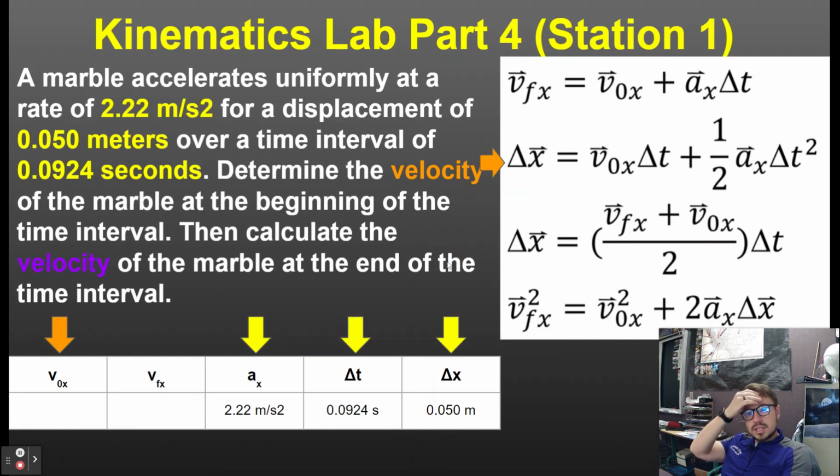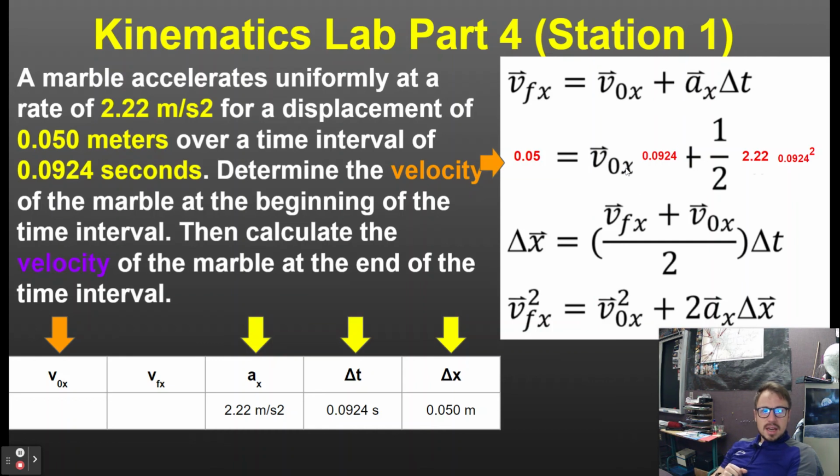So I'm looking for the equation that has these four variables, or the one that doesn't have the final velocity. So I plug everything in, and now it gets a little trickier because I'm solving for the initial velocity, and you can see here that that first term isn't zero. So it does involve a little bit of tricky algebra, but you can get the initial velocity as 0.439 meters per second. Now I want to solve for the final velocity at the end.